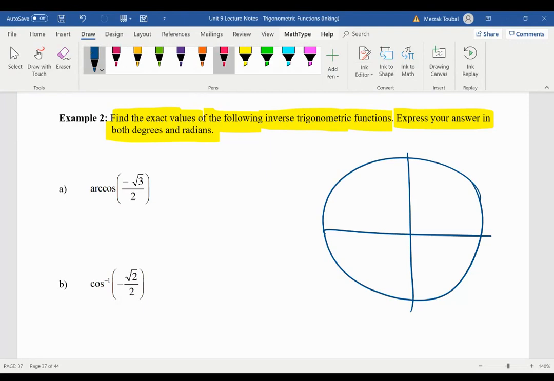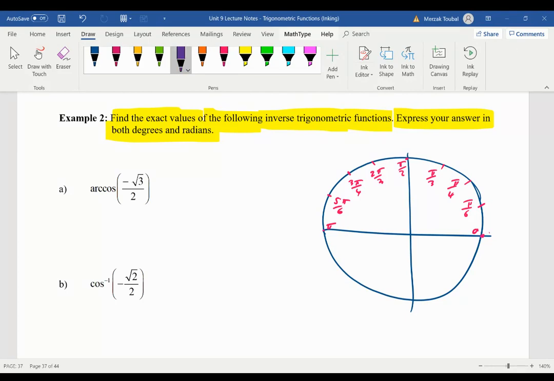Okay, quadrant 1 and 2. This will be 0, this is pi over 6, this is pi over 4, pi over 3, pi over 2, 2 pi over 3, 3 pi over 4, 5 pi over 6, and pi. So we're going from 0 to pi. So all these angles are included.